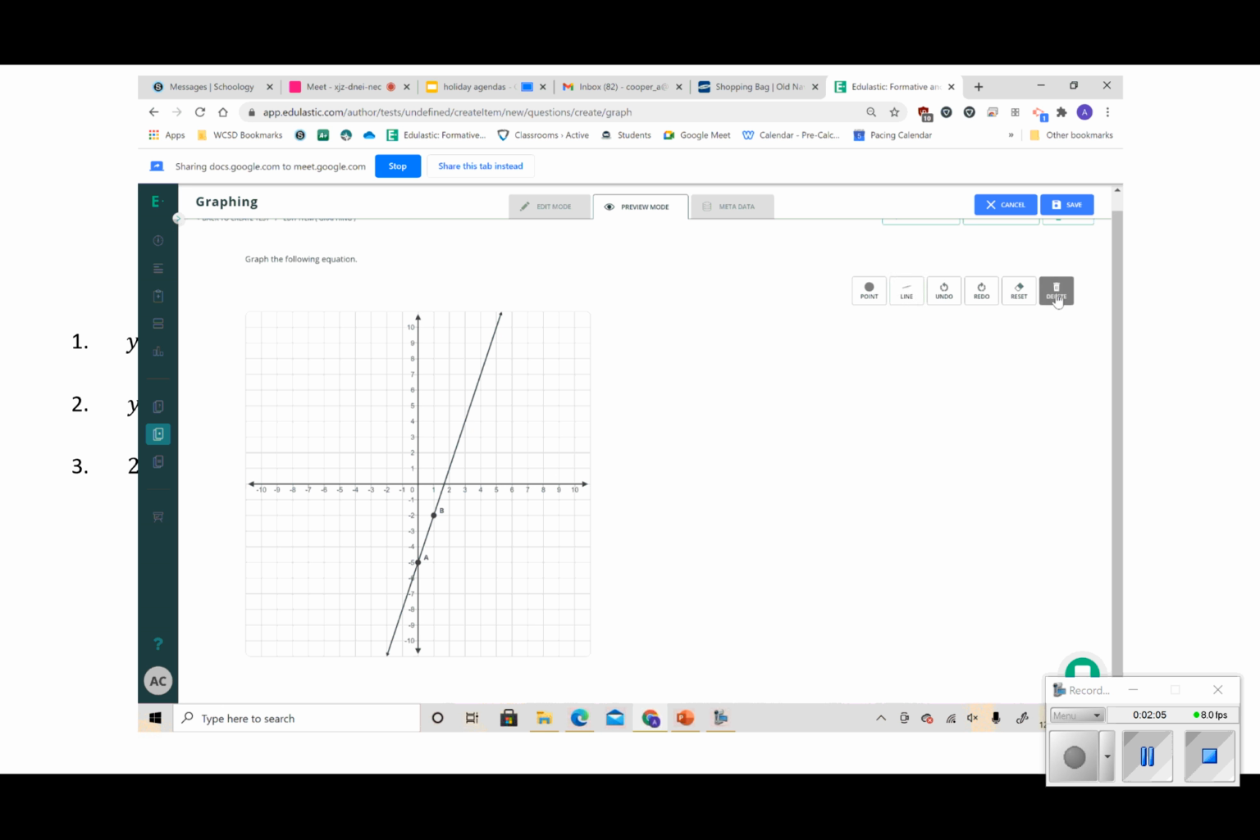Okay, now let's do the next example. y equals negative 1/2 x plus 6. So again, hit that line. The y-intercept is a positive 6. My slope is negative 1/2. That means I'm going to go down 1 and to the right 2. That slope is negative, and there's my y-intercept of 6.